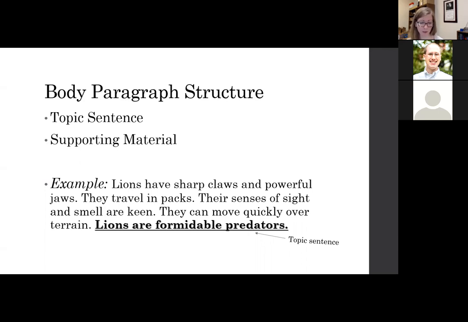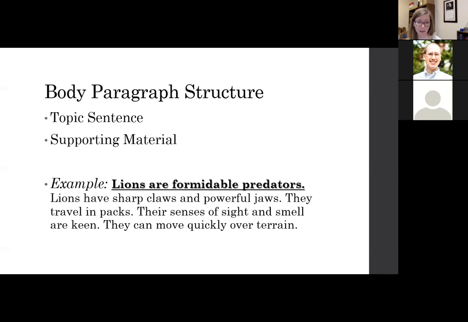The reader encounters the paragraph as a list of facts, but has no context for how the author intends these statements to be connected. If, on the other hand, the topic came first, the reader would receive those same statements as supports for the topic. Lions are formidable predators. Lions have sharp claws and powerful jaws. They travel in packs. Their senses of sight and smell are keen, etc., etc. All of these are facts supporting the claim that a lion is a formidable and effective predator.